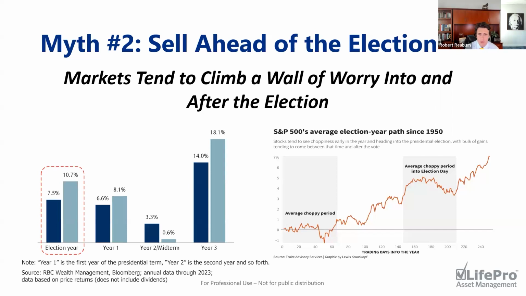Now, the other thing, of course, is myth number 2, which is to sell ahead of the election. So here what we did is we went through the presidential cycle from the first year that a president's in power and the historic returns that we see there. And then the midterms, year 3, and then, of course, the election year, which is year 4. You'll notice the second best year.